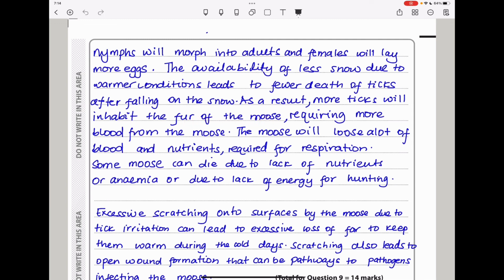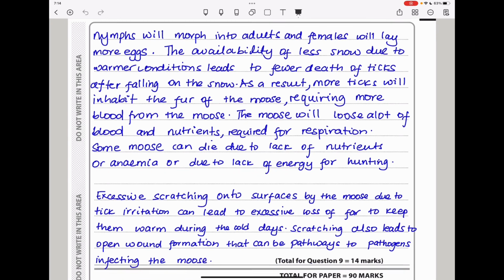Remember, during the cold conditions, the moths are going to be inside the fur. So if there was a lot of reproduction going on and a lot of ticks are going to be produced, they will latch onto the fur, and then they will be able to drink more blood from a single moth, leading to greater blood loss and therefore a higher chance of the moth dying. So the moth will lose a lot of blood and nutrients required for respiration, and some moths can die due to lack of nutrients or anemia, or due to lack of energy for hunting.